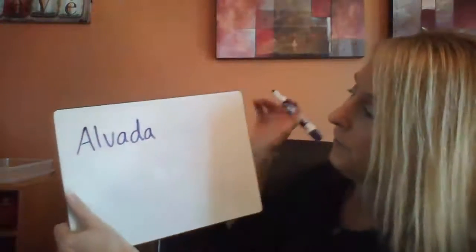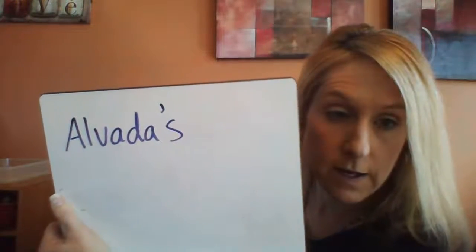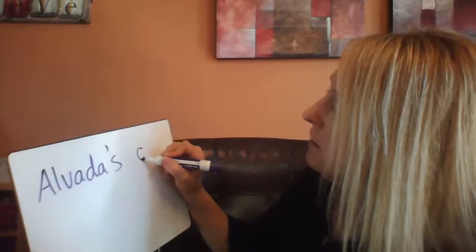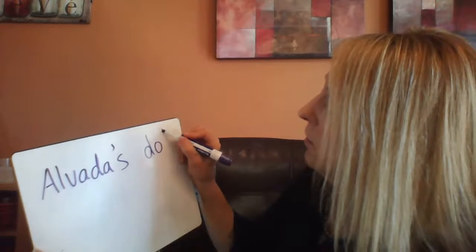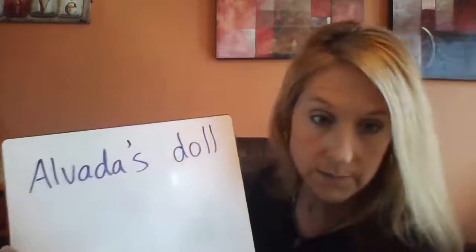Okay. Maybe you could practice doing that. You could write your name. So if it's Alveda watching, she would write, do a couple of them. She would write Alveda's. Alveda. So there's Alveda. And then I'm just going to do apostrophe S. So what does Alveda have? Alveda's, let's say she has a doll. Doll. Doll has two L's at the end. Alveda's doll. The doll belongs to Alveda.